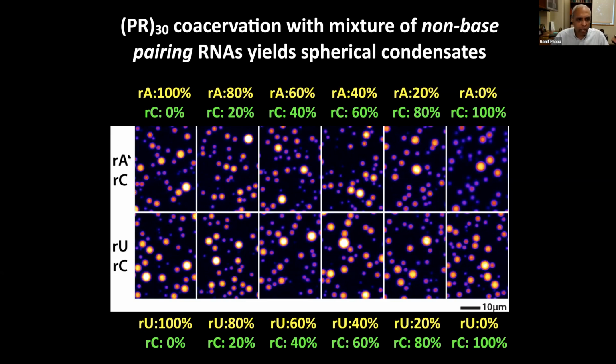And you can have AC combinations or UC combinations. They don't form canonical Watson-Crick base pairs. And basically what you start to see, again, here PR30 is the entity that is labeled, is the maintenance of the spherical morphologies.